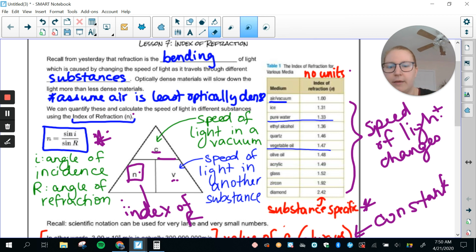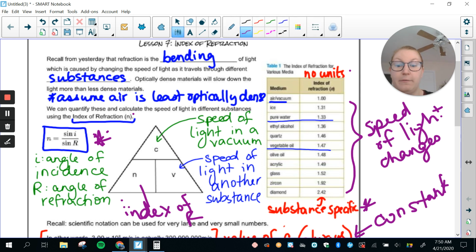I just want to quickly erase this for a sec. So this time, my goal is to find V. I want V equals something, and V is going to equal C over N. That's essentially how we use this table: we decide what we're solving for, and then we create the fraction from what's left over.